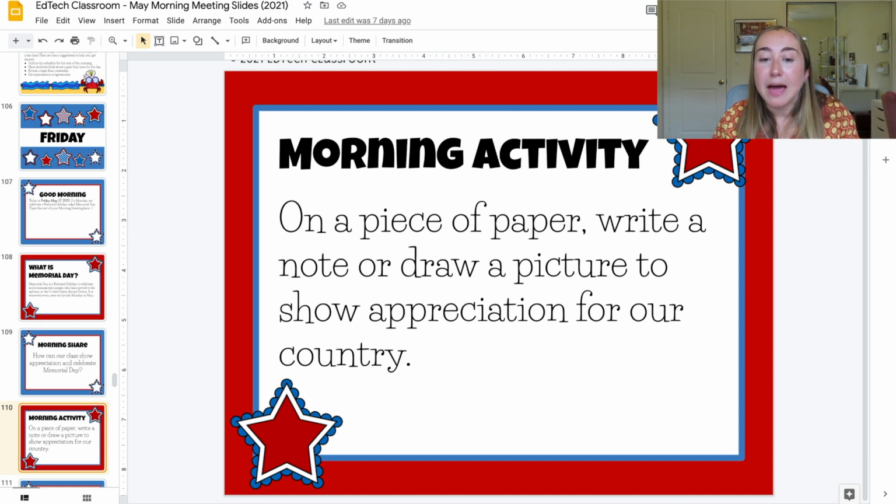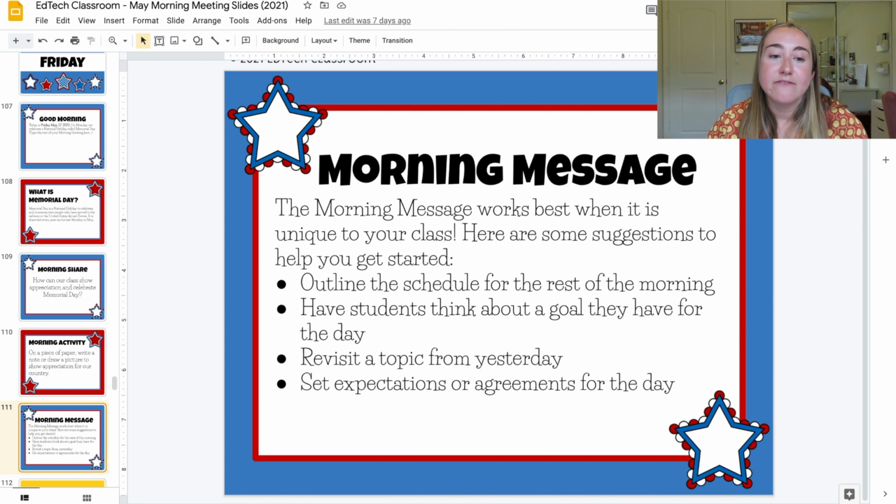So again, for these activities, sometimes it's fun to have students do something on a piece of paper. You can also help them get moving, doing jumping jacks, brain breaks, things like that. And then you can also have students play some sort of game. Some games that I really like to do with students are things like Guess Who, I Spy, categories, different things like that. Then lastly, of course, we have the morning message.